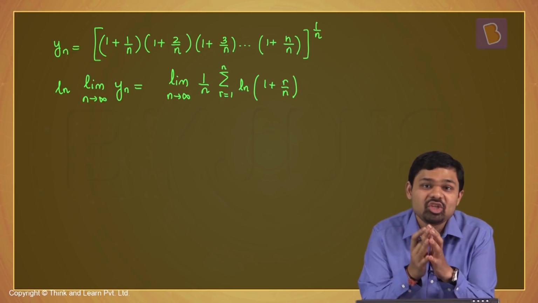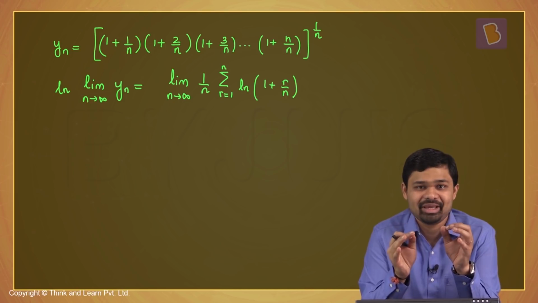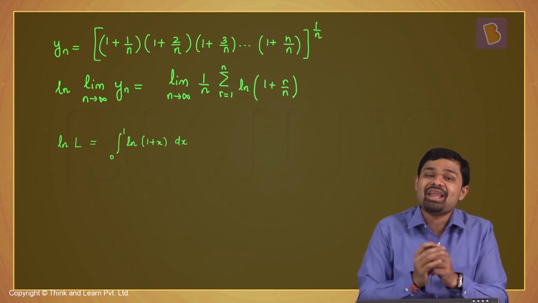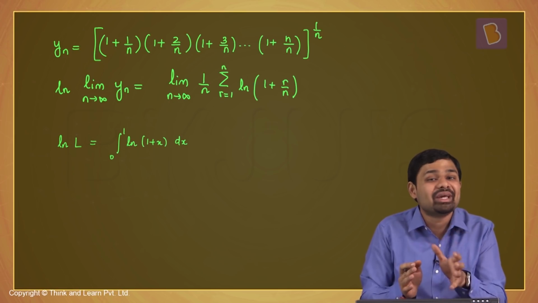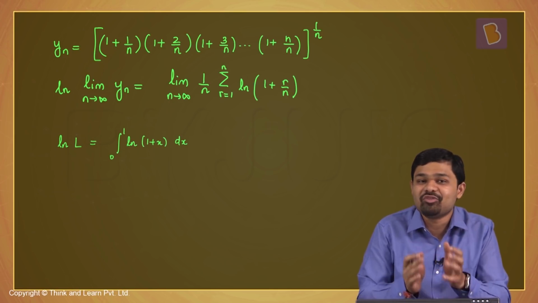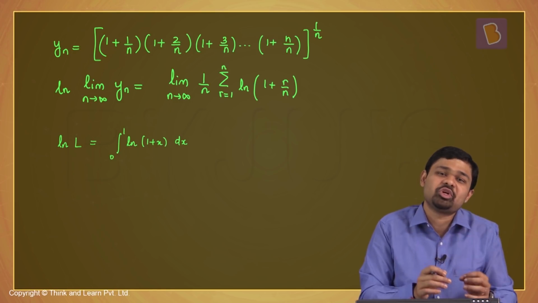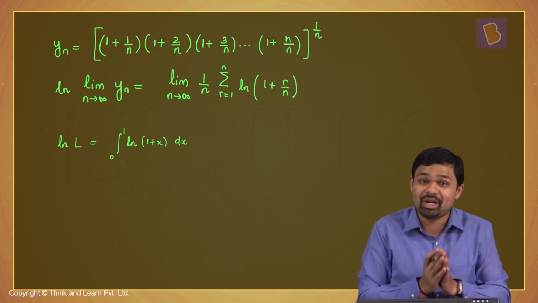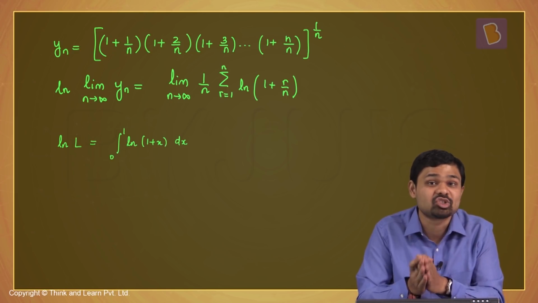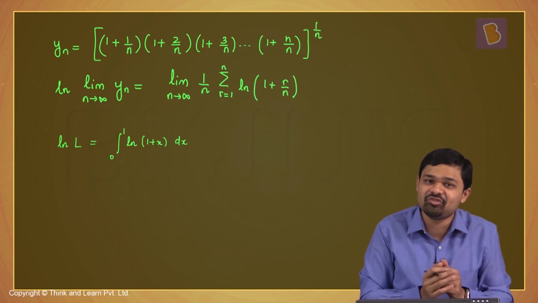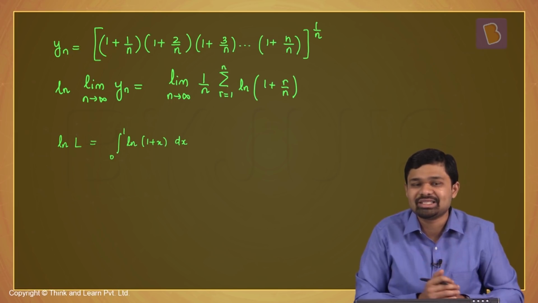Now this is where you should know what a Riemann sum is. This expression can be converted into a Riemann sum, and the log of L now becomes integral from 0 to 1 of log of 1 plus x dx. This is the concept of Riemann sum, without which you cannot proceed in this particular question. So in the chapter on limits, you should always focus on Riemann sum and have a little understanding of Riemann sum to be able to solve advanced level questions.